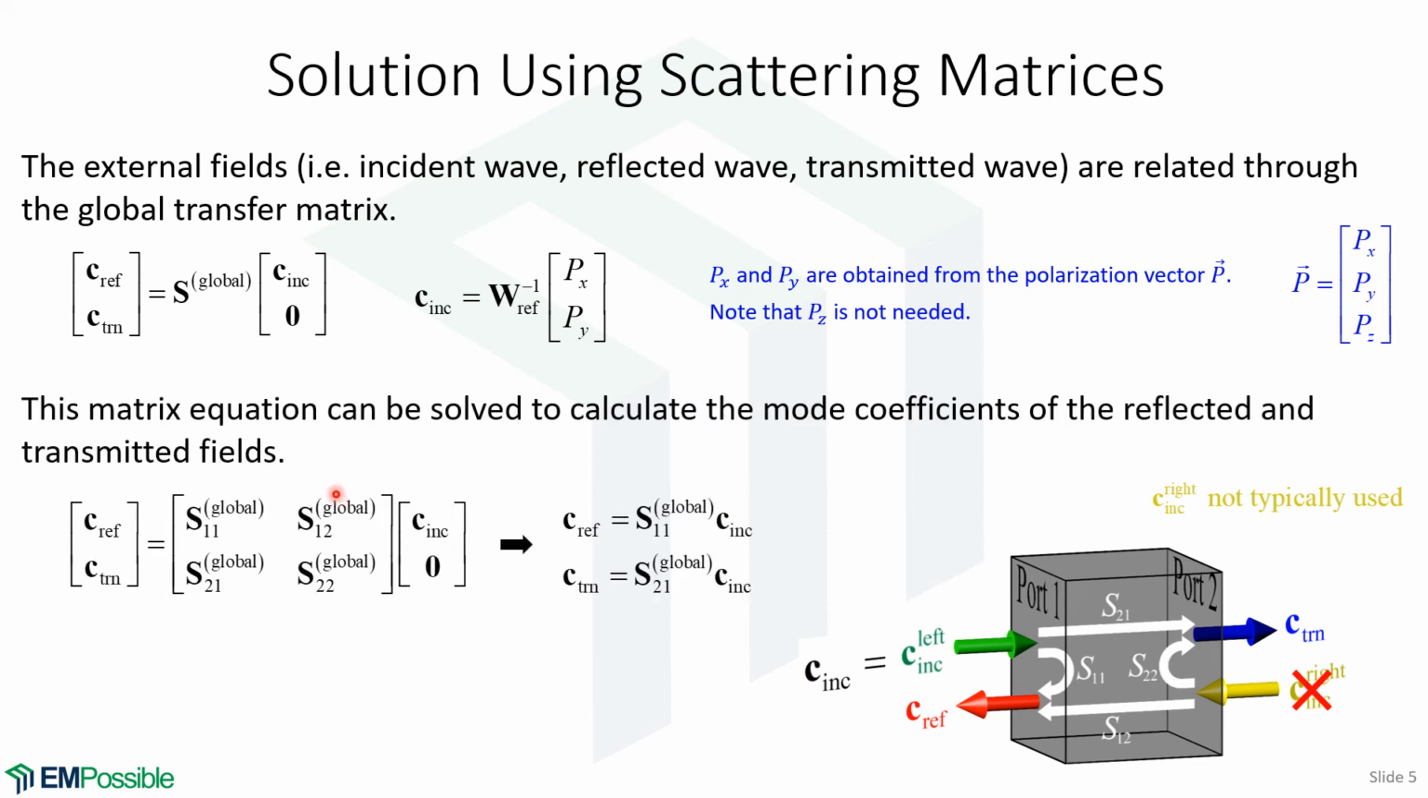So let's expand our global scattering matrix into the S11, S12, S21, S22. This 0 being here really simplifies how we calculate C-ref and CTRN. So if we expand this block matrix equation into the two component equations, this is what we end up with. So the reflected mode coefficients are simply S11 times the incident mode coefficients. The transmitted mode coefficients are S21 times the incident wave. That's very easy to do.